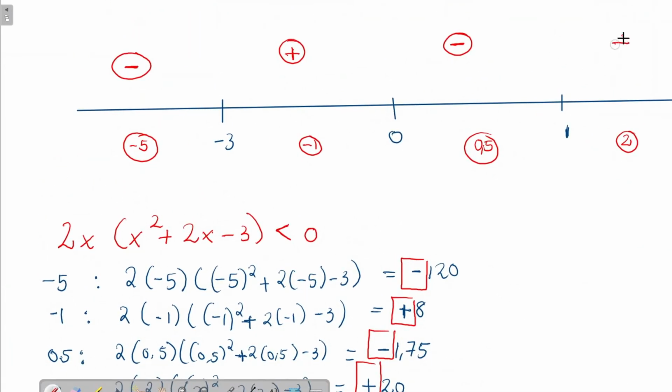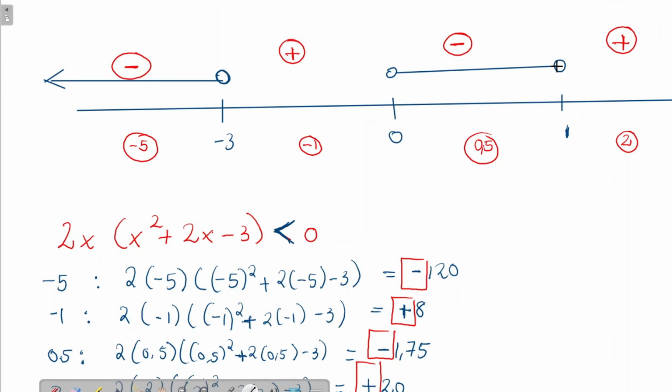So that is basically what we did. We want to find out where this function is negative, because the question is asking where it is less than 0, and it's less than 0 where it's negative. And that is your answer. This function is less than 0 from negative infinity to -3 and from 0 to 1.